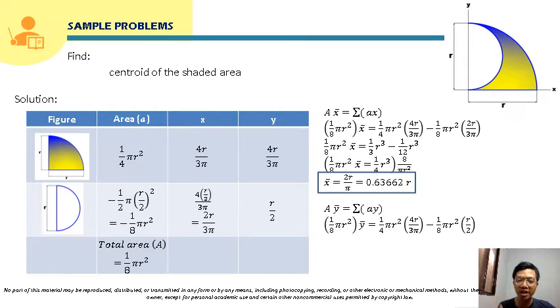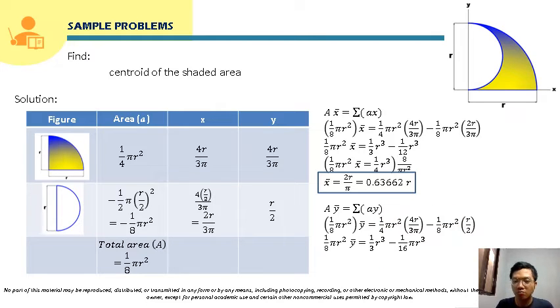Now for y bar, we will use our formula again. The total area is 1/8 pi r squared, and Ay will be A times the corresponding y-coordinate. So that will be 1/4 pi r squared times 4r over 3 pi, minus, since this is negative here, 1/8 pi r squared times r over 2.